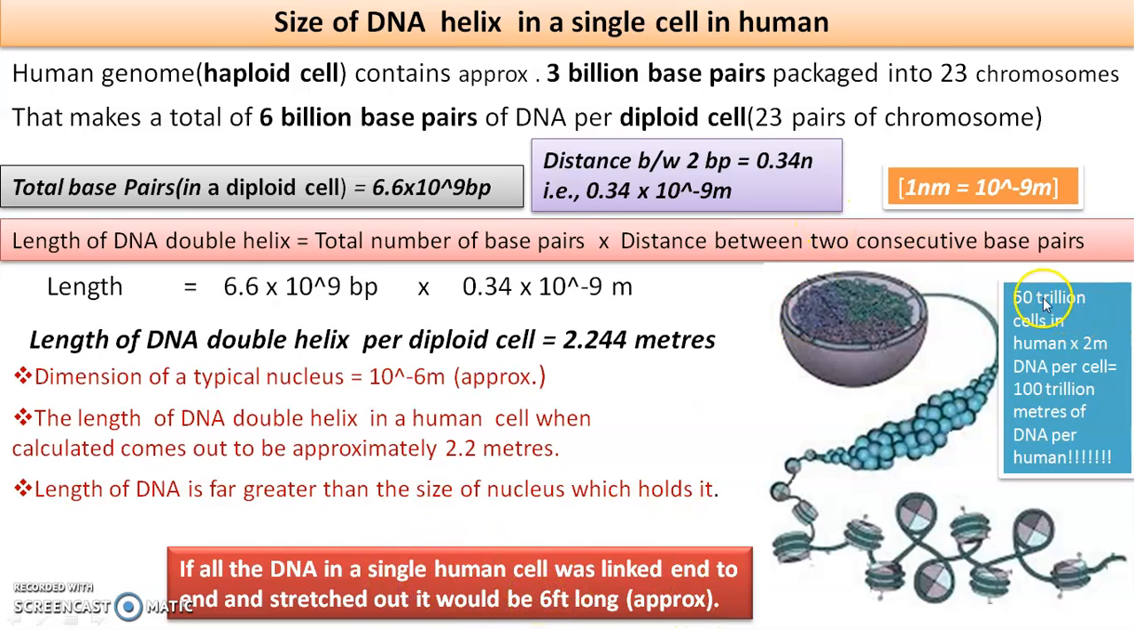Now just estimate how many cells we have in an adult human. Around 50 trillion cells approximately. Every cell has that 2-meter DNA, right? So you calculate the total DNA in our body. It must be around 100 trillion meters: 50 trillion cells into 2 meter per cell. 100 trillion meters. Just imagine, so amazing.